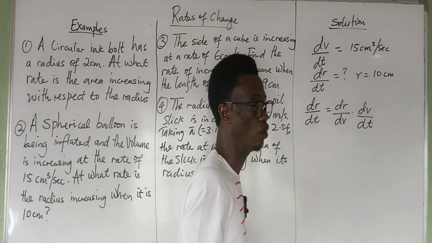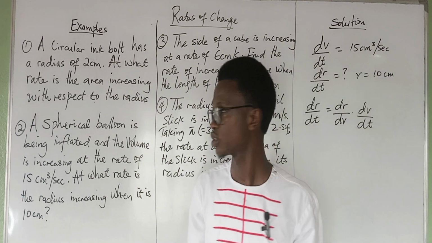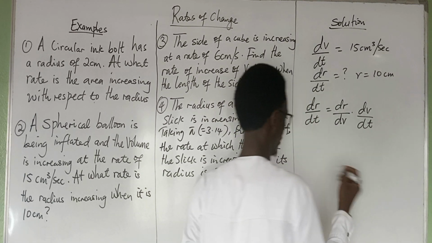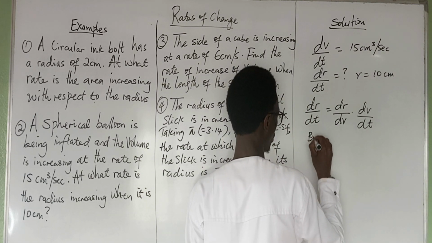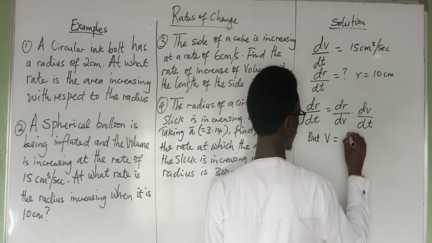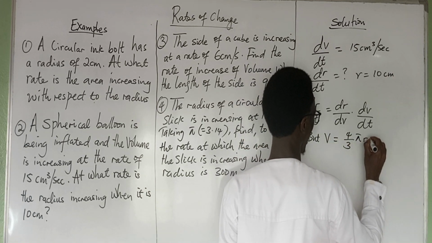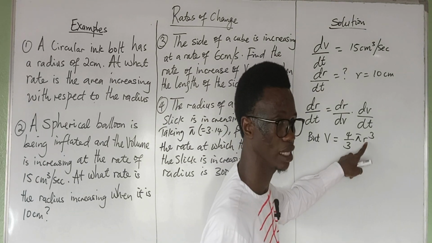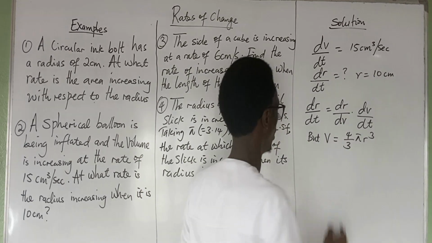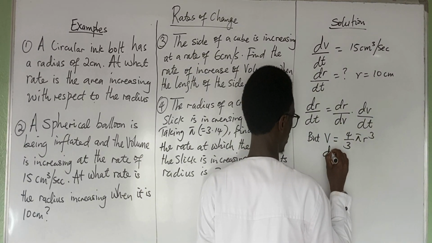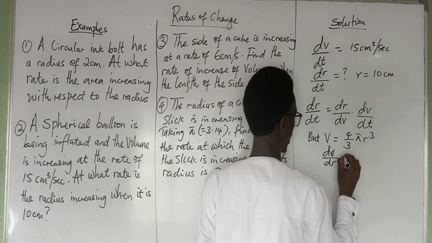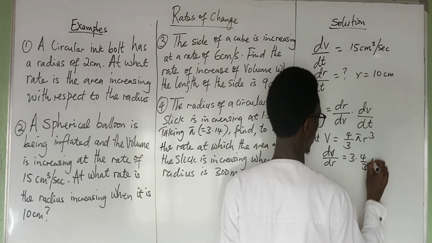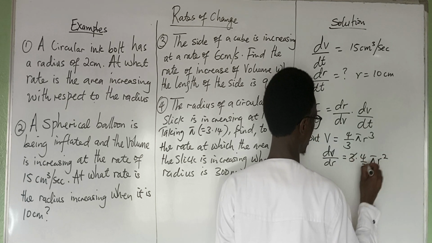So here comes in the formula, we have to do a relationship. We are talking of a spherical balloon. So what is the volume of a sphere? The volume of a sphere is 4 over 3 pi r cube. So now we are going to relate volume and radius. We are now differentiating dv over dr. This equals, so this becomes 3 multiplied by 4 over 3 pi r square. So this and this cancel.